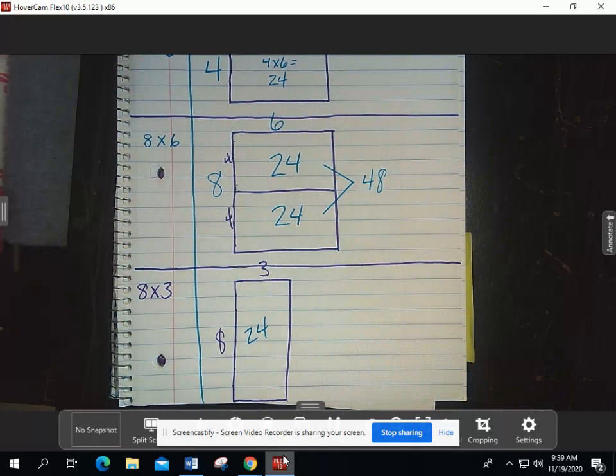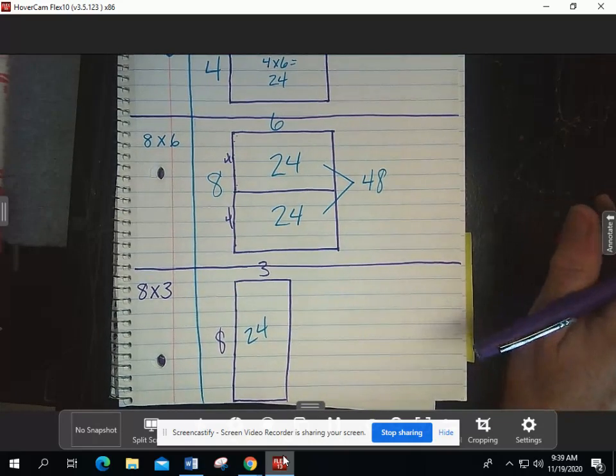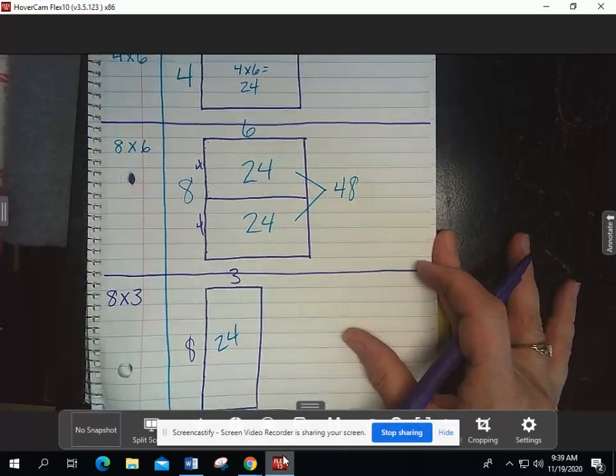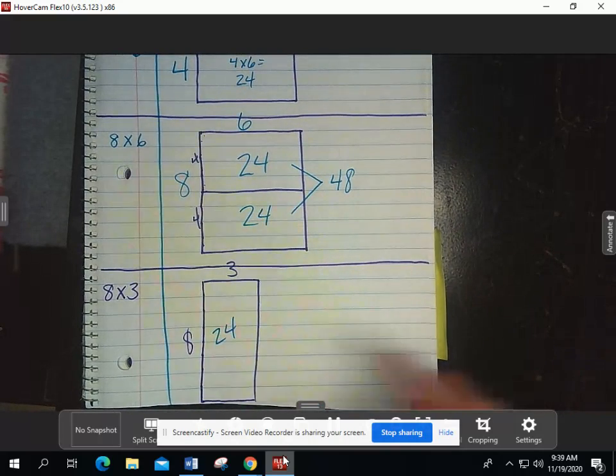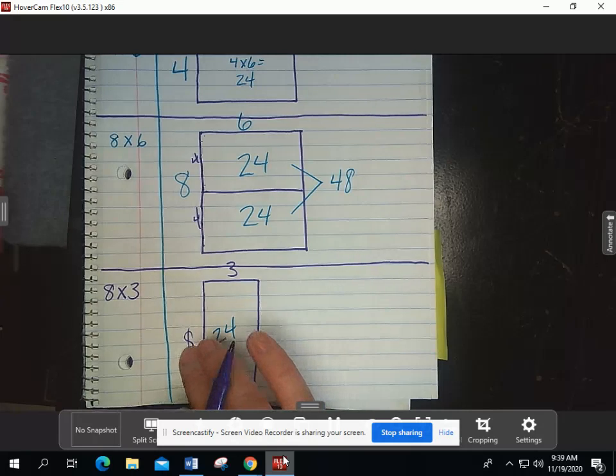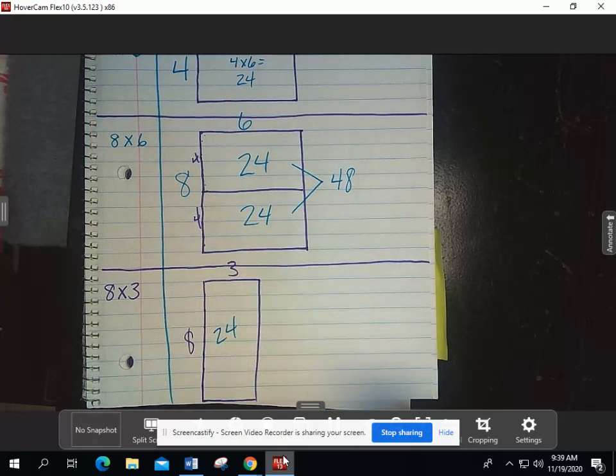What's 8 times 6? 48. I snuck that in, didn't I? Okay. Now, how many of you have a good idea of what we're going to do next? Looking at the numbers that we have, what do you think we're going to do in this space over here? We just multiplied 8 times 3. 8 times 4? So what do you think we might possibly multiply this next time?